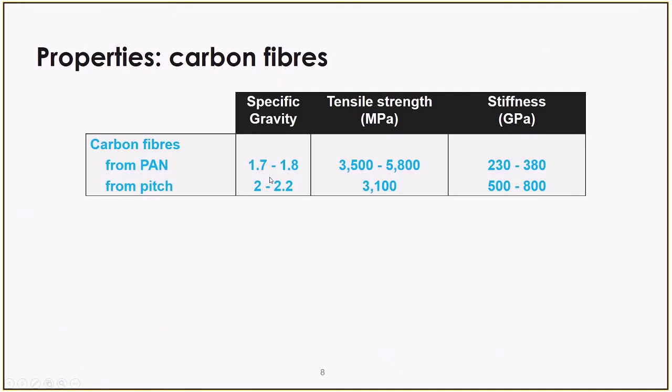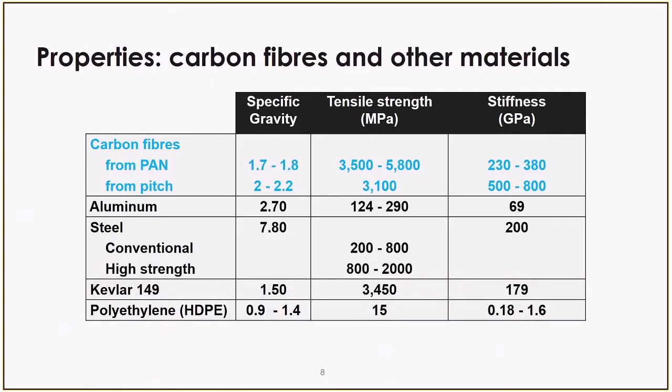Okay. I'm now going from the qualitative to the quantitative. Here we list important characteristics of two types of carbon fibers, those made from polyacrylonitrile and those made from pitch. Draw your attention to the numbers for tensile strength and stiffness, which are large numbers, but it's best to see them in relationship to other materials, such as aluminum, steel, Kevlar, and polyethylene.